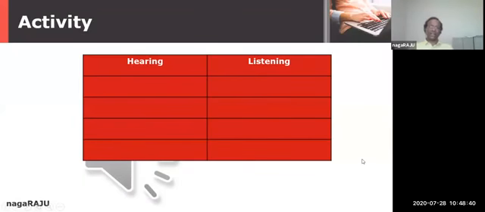Let's just try this. This is a small activity for all of us. I think English teachers and other teachers also perhaps know the difference between hearing and listening. All of you know? Yes? Sure. I think you know. What I'll do is, if you have a notebook with you, please draw a small chart like this. I mean, write hearing on the left side and listening on the right side in your notebook.